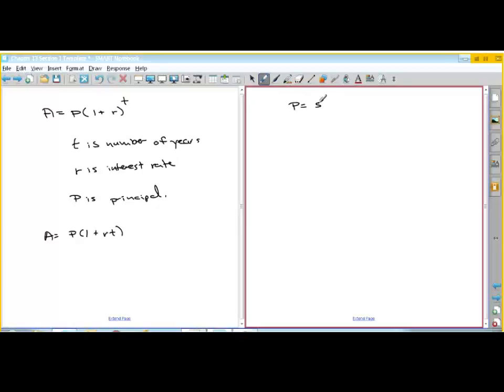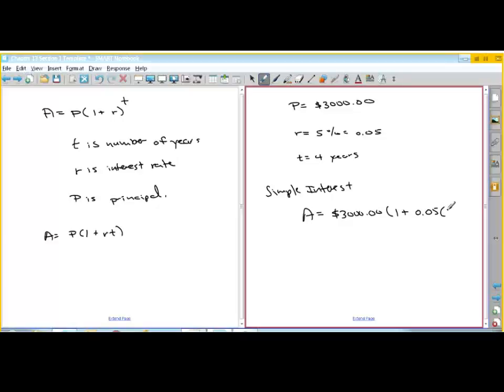So let's say we start off with $3,000. And our interest rate is 5%, which the decimal equivalent would be 0.05. And T is 4 years. So if you use simple interest, you would get that the amount after 4 years is equal to the principal, $3,000, times 1 plus the decimal equivalent of the interest rate times the number of years.